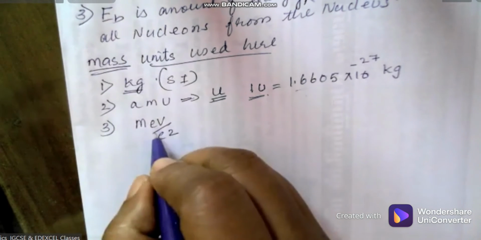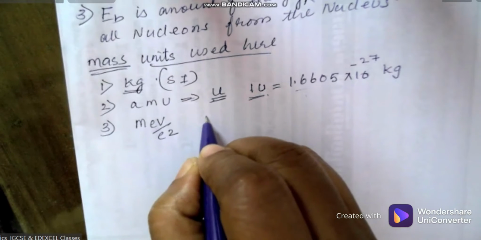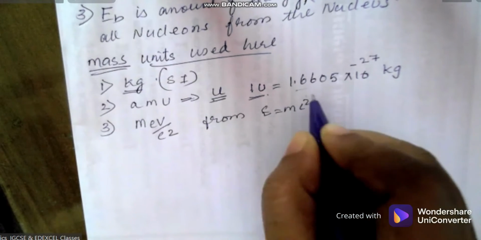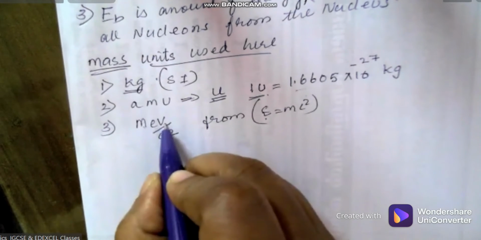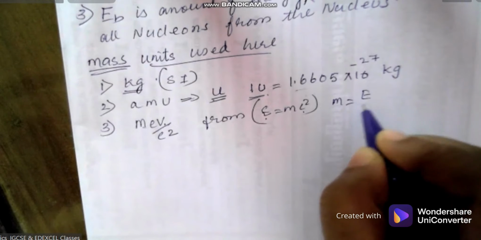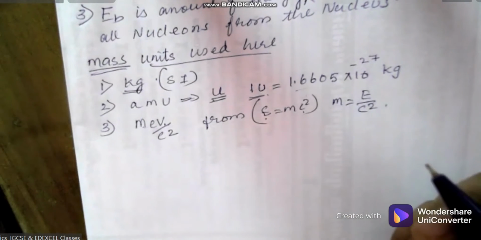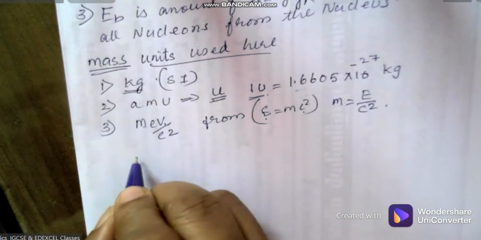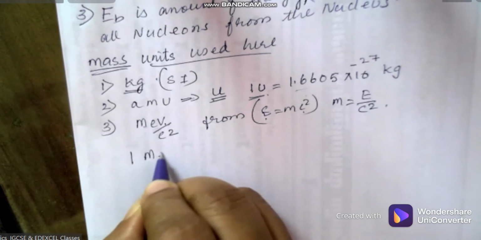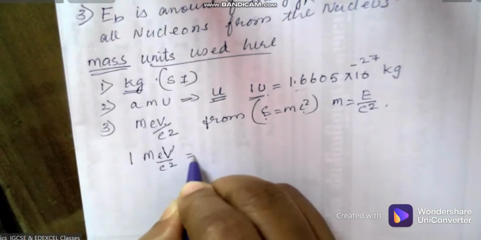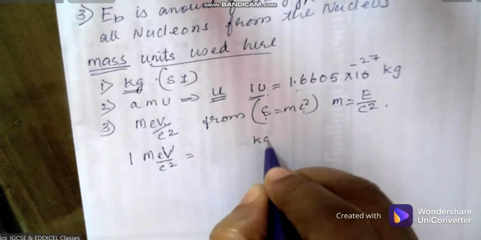Okay, this is another one. This is obtained from the formula E is equal to mc squared. If the energy is in MeV, then m is equal to E by c squared. A common multiple choice question is: convert 1 MeV per c squared to kilogram.